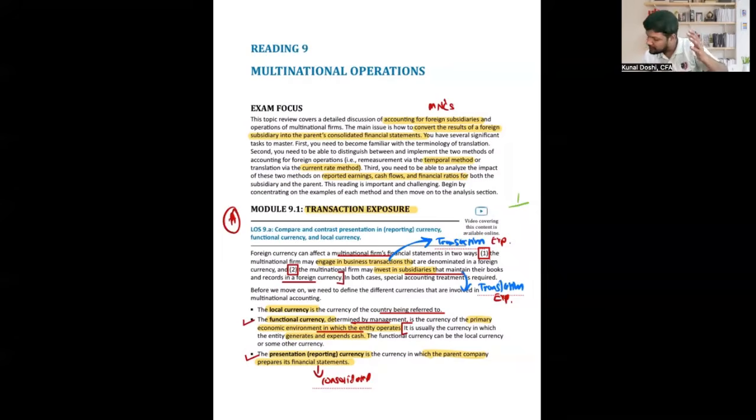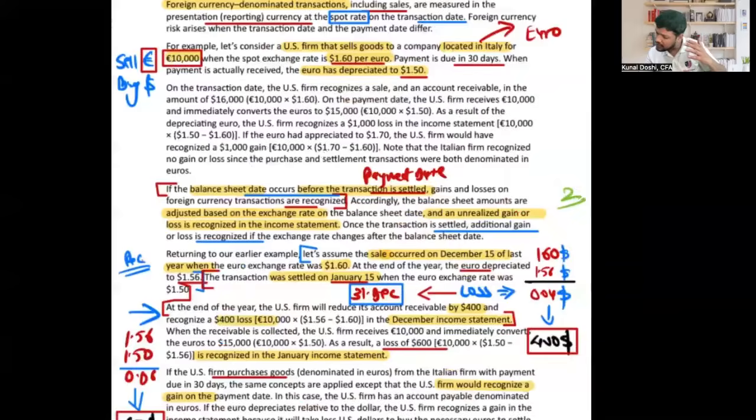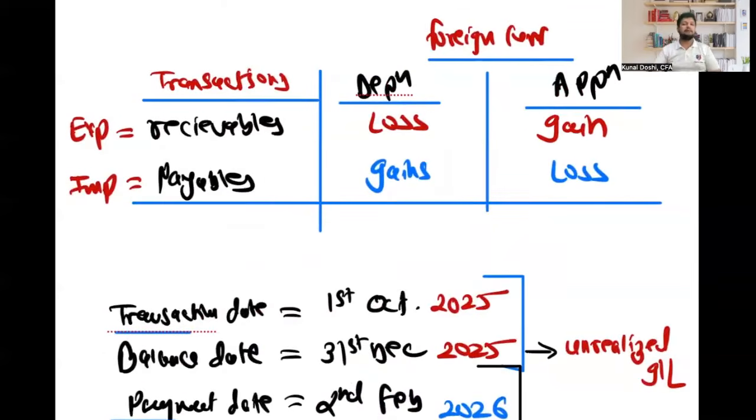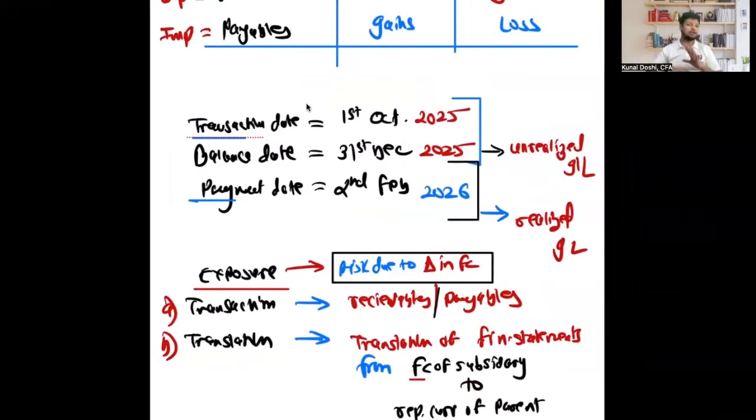All right. So you must have seen that when there is a change in the currency, for example, if you have receivables and payables, we discussed that if you have receivables, you want the foreign currency to appreciate. But if you have payables, you want the foreign currency to depreciate. Only then you make gains. Otherwise, there is a loss. There is the transaction date, the payment date, and in between there might be a balance sheet date, which is at the end of the period. Whatever is the gain or loss from the transaction to the balance sheet date is unrealized, but from the balance sheet to the payment date, that is your realized gain or loss.